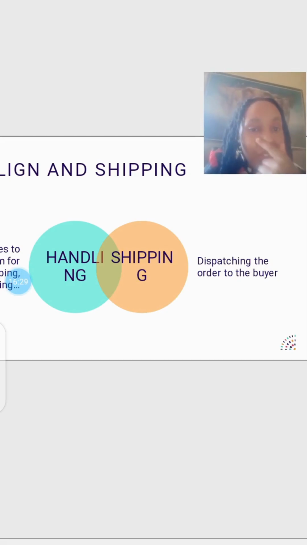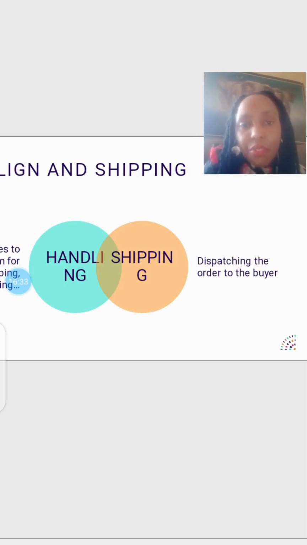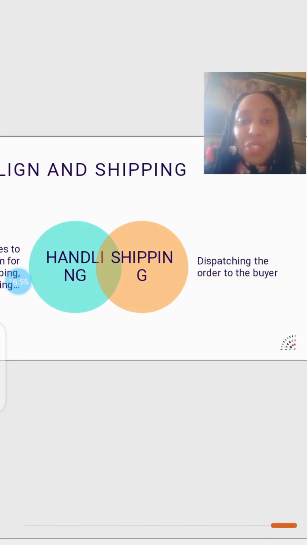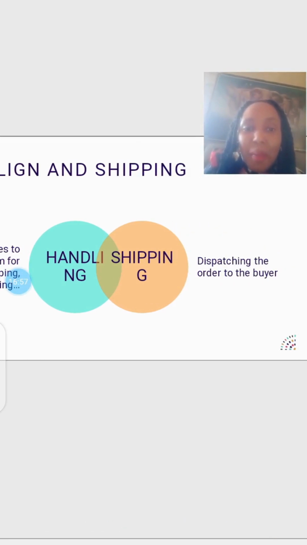For example, let's say you do shoes, and you're shipping shoes to Southern Sudan, because I know somebody who's done that. This is from Kenya to Southern Sudan or any other country. You have to prepare them, then wrap them, then pack, and then load. That's handling. Then shipping. You dispatch to the buyer.